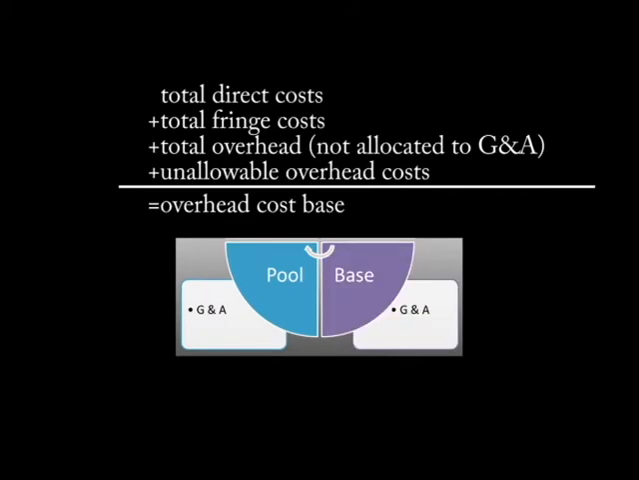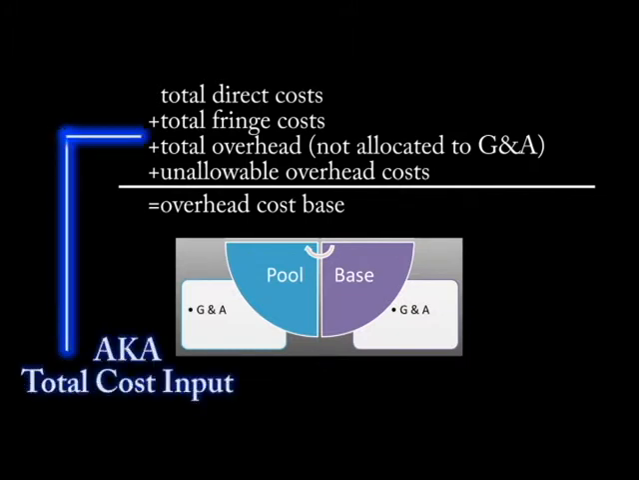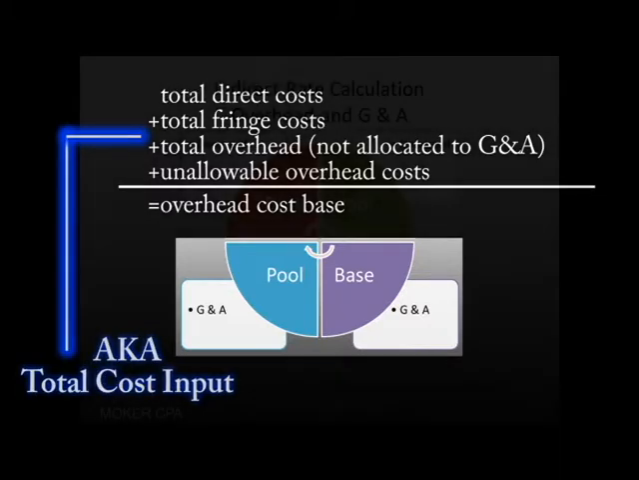Once the G&A cost pool is accumulated, the cost pool is then divided by the sum of total direct costs, total fringe and overhead costs not allocated to G&A, and any unallowable overhead costs. This is also known as total cost input. In other words, the G&A cost pool is divided by the total costs of the organization, excluding the G&A cost pool and the FAR 31.2 unallowable cost pool.